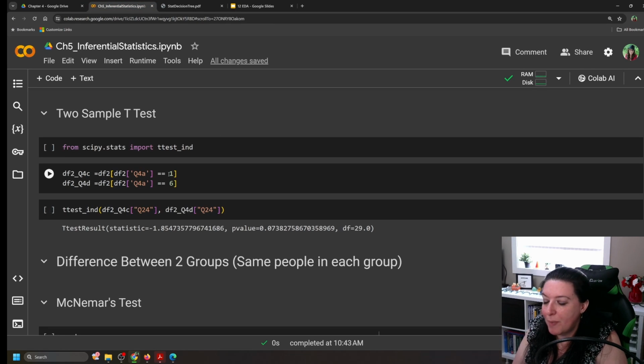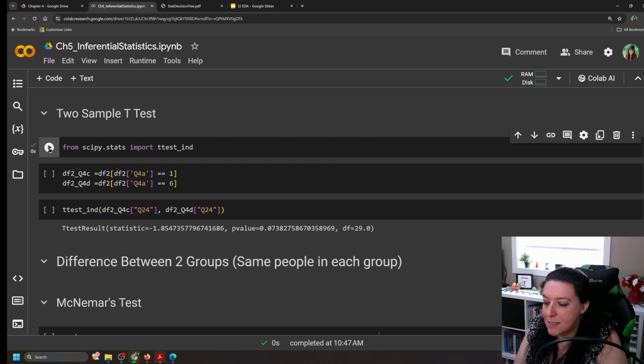So we start off by creating two tables. One table where question 4A is equal to 1. That's the wellness account. And one table that's question 4A equal to 6, that's the people who want more drug coverage. So we're going to create two tables, and then we're going to compare those two tables based on question 24. That's the interval ratio. This is the years they've been there.